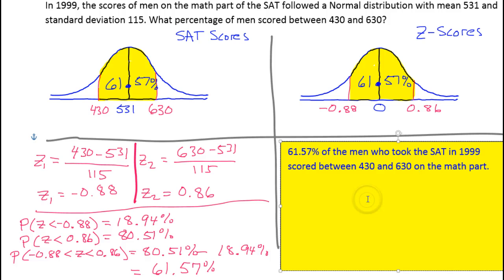And that is how you find the percentage of data between two values. You convert them to z-scores, find the left percentages off the table, and then subtract them.